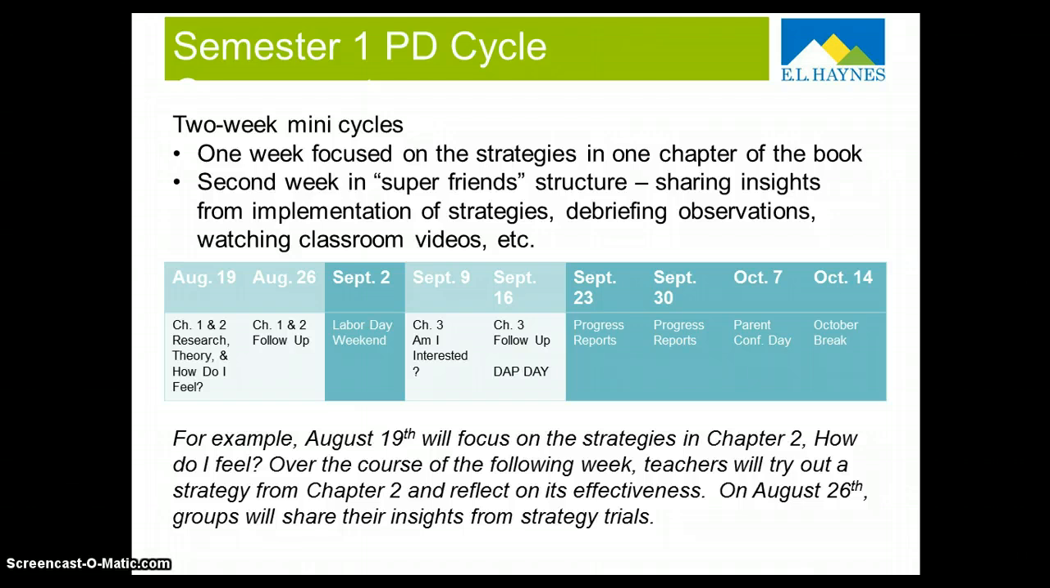For example, this Friday, August 19th, we'll be focused on the strategies in Chapter 2, How Do I Feel? Next Friday, we'll still be focused on those strategies, but we'll spend our time sharing what we learned from trying these strategies out.